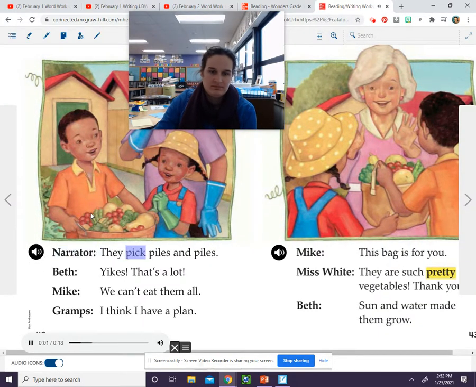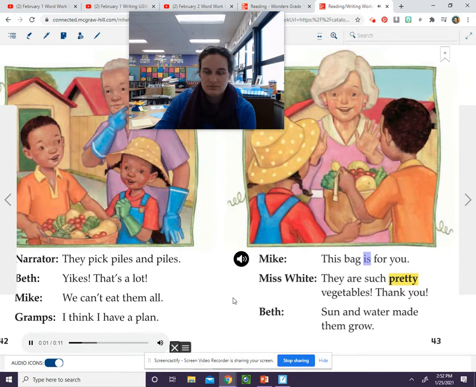Narrator, they pick piles and piles. Beth, yikes, that's a lot. Mike, we can't eat them all. Gramps, I think I have a plan. Oh. Mike, this bag is for you. Miss White, they are such pretty vegetables, thank you. Beth, sun and water made them grow.